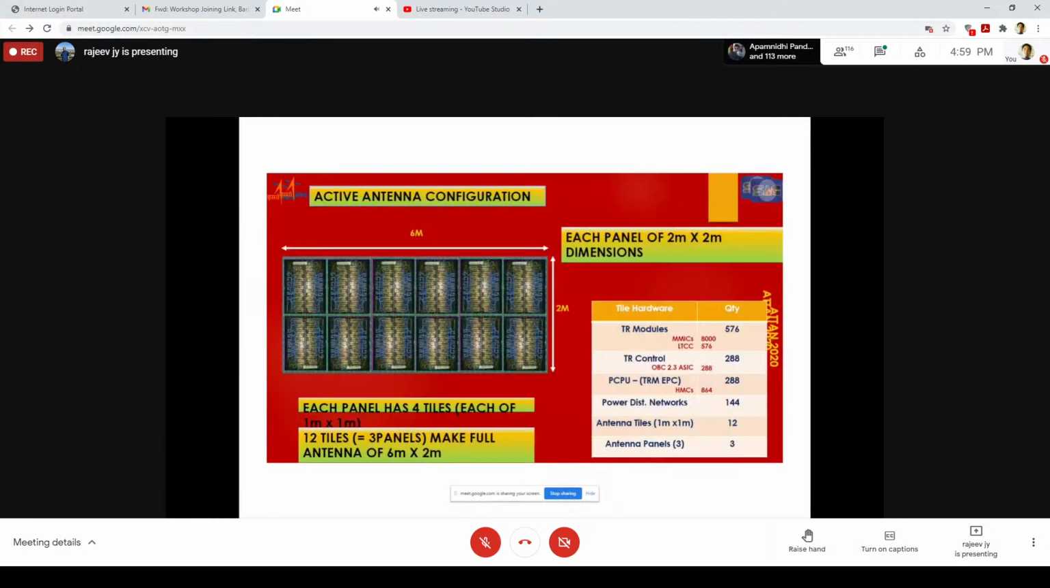So this is a very typical example. This is the backside of an antenna, 2 meter by 6 meter. At the backside, we have nearly 576 transmit and receive modules, which all get integrated and are controlled by a controller, which basically controls the phase shifters and attenuators required for each beam. Then there are power control systems, power dividers, and antenna panels.